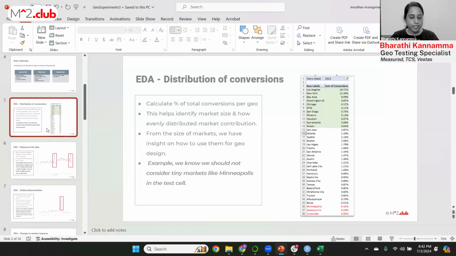Next step in this phase will be exploratory data analysis. There are different ways. The first one is a pivot table analysis, where we will look at the percentage of conversions that come from each of these geos. This tells us about the market size.